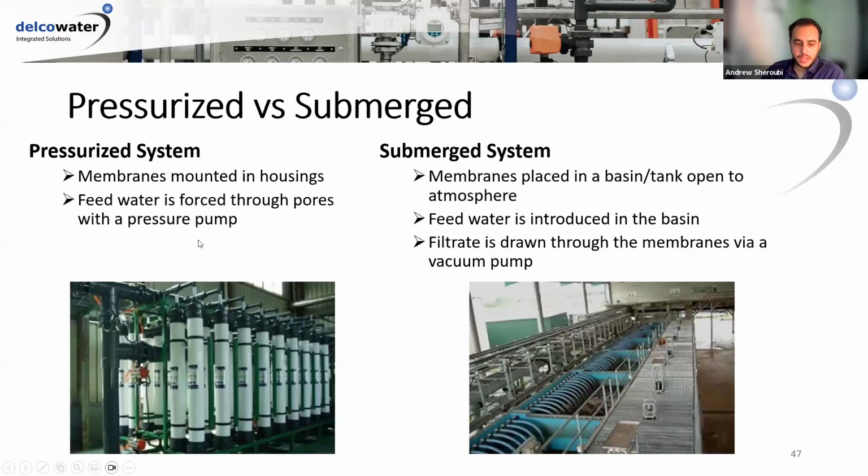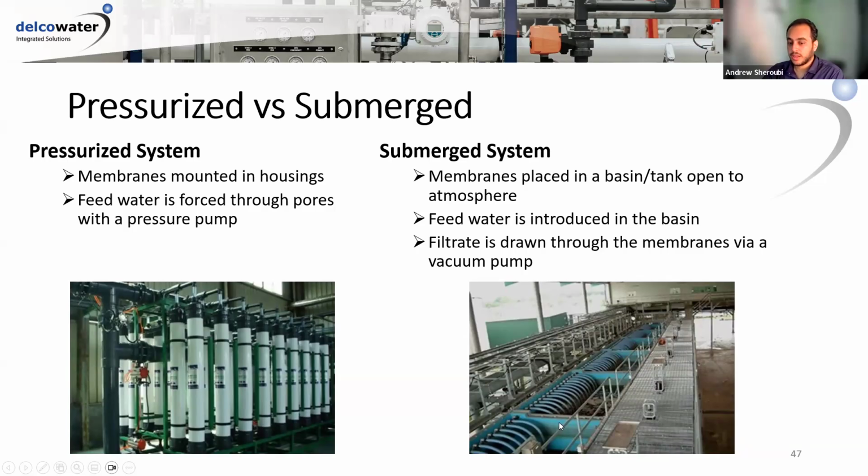Now, one thing to note, I've talked about this primarily as a pressurized system, which looks like this, where the membranes are in those housings, and the feed water gets pushed through, usually from the bottom up, and then you get permeate going out this top tube.